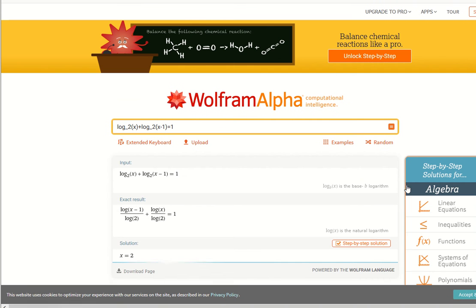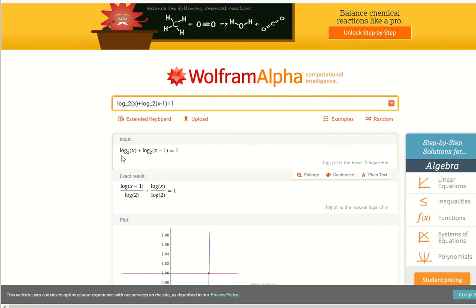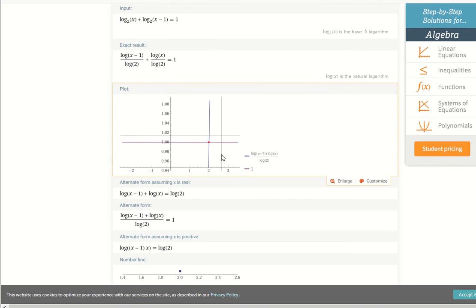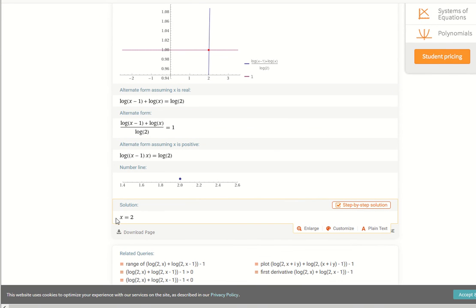Now first check if your equation is correct. It seems like it is the equation we're trying to solve. And here they give you the graph, and also you can find the solution: x is equal to 2.